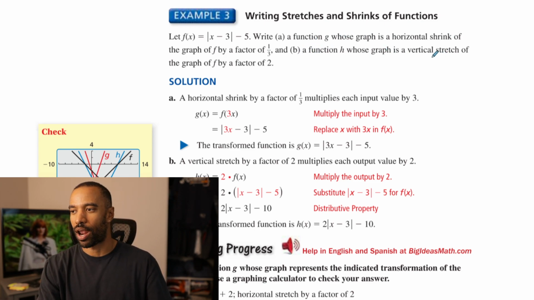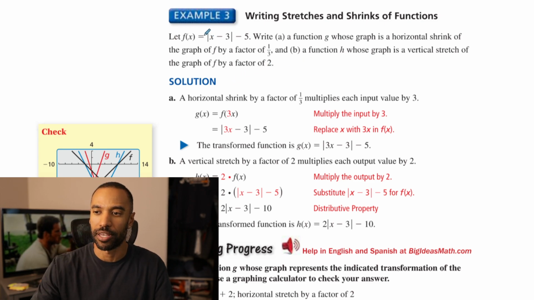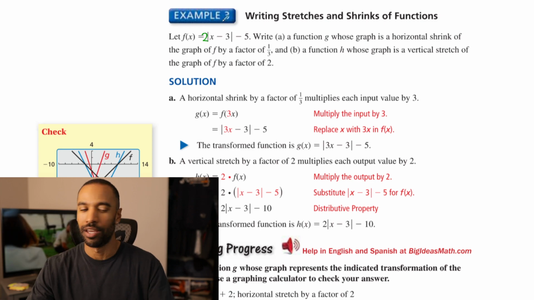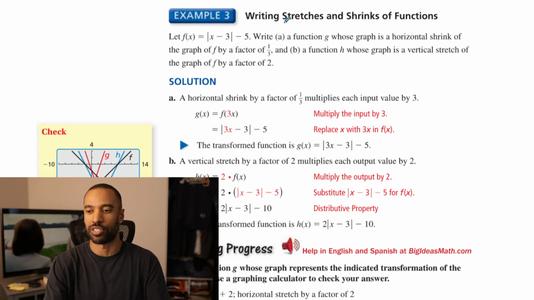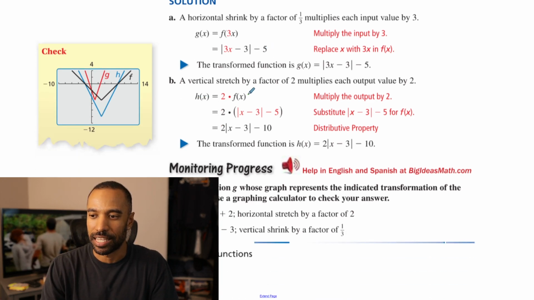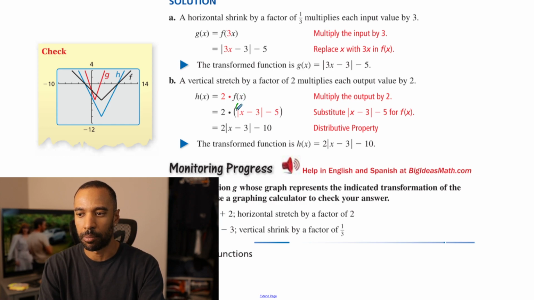Write a function h whose graph is a vertical stretch of the graph of f by a factor of 2. Now remember, that doesn't just mean place the 2 here, because we're taking the entire function and stretching it, which means we're even taking the -5 and doubling it. So what do they do? They take the entire function and they double it. So how do you double that? You double the entire quantity.